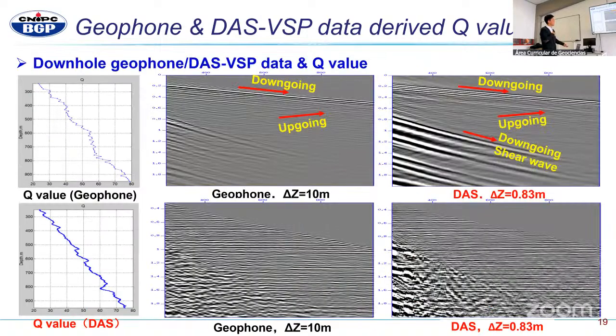Here we're using the DAS VSP to derive the Q value. As you can see here, the DAS VSP has very high density, and compared with the geophone, the Q value will be more accurate than what we did with the geophone.